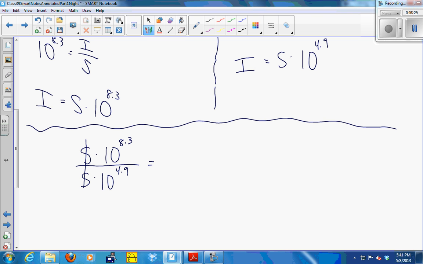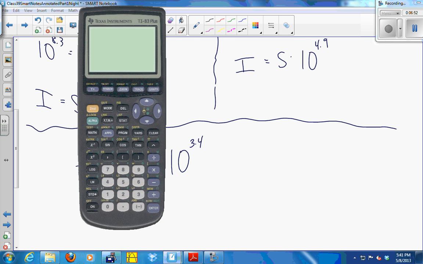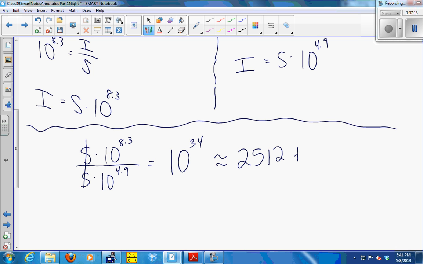Then I have 10 to the 8.3 over 10 to the 4.9. Dividing like bases, what do you do with the exponents? Subtract. So this is going to be 10 to the, see, 8.3 minus 5 would be 3.3, but I'm not taking away 5, so 3.4. 10 to the 3.4. Let's see what that is. 2,512 times as intense.